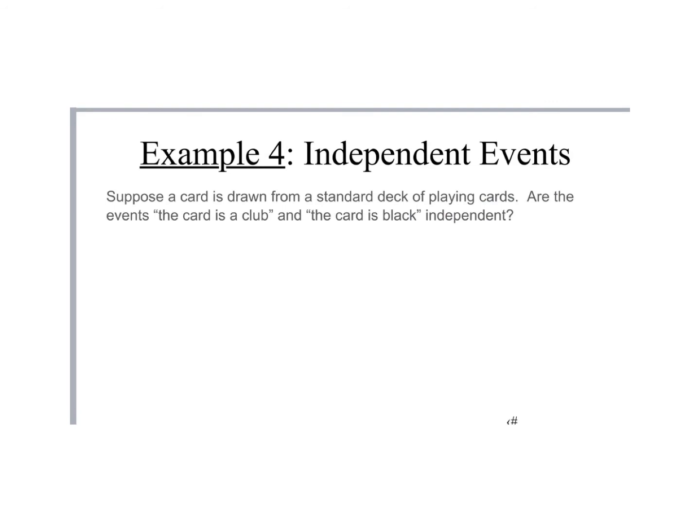Okay, so here's example 4. We're talking about independent events. Suppose a card is drawn from a standard deck of playing cards. Are the events, the card is a club and the card is black, independent? Let's recall the formula from previously. There is the formula to check independence, although I'm pretty sure you know the answer by now, being that we're talking about a club for event A and event B being the card is black.